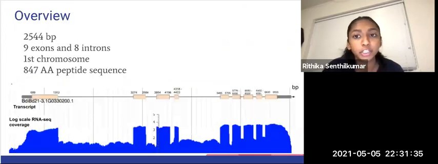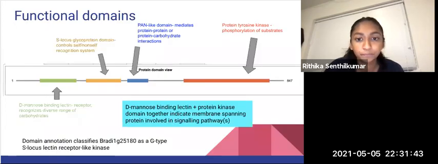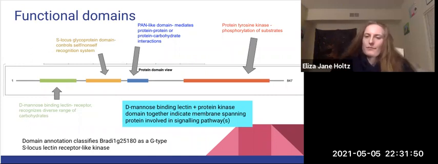This is a model of our gene, and we know that it's a good model because it's corroborated by RNA-seq data. We used Phytozome and NCBI domain searches to identify functional domains in our protein. Both databases classified the protein that our gene encoded as a G-type S-Locus lectin receptor-like kinase.